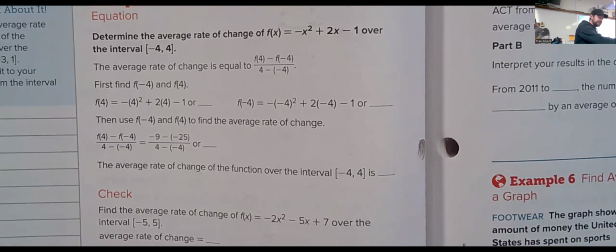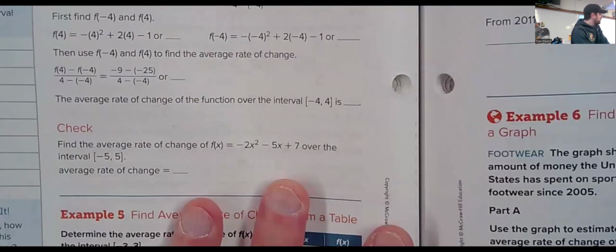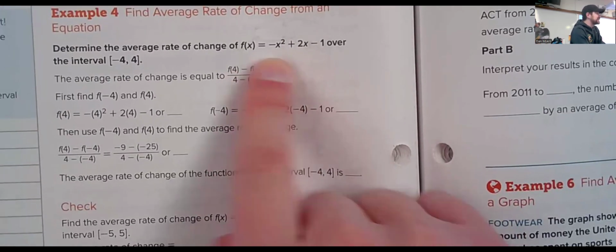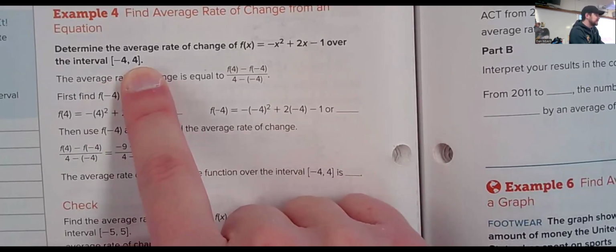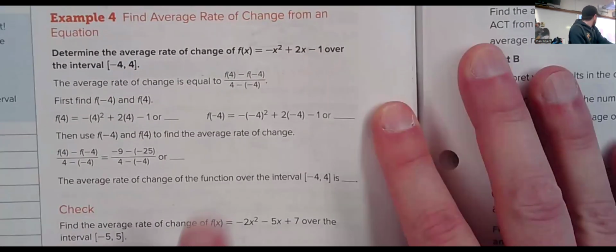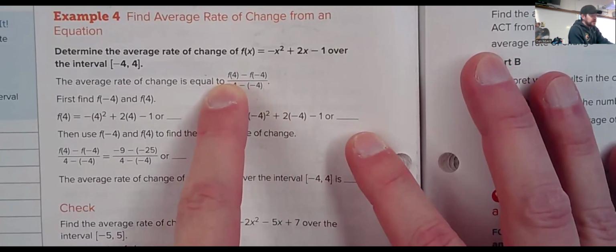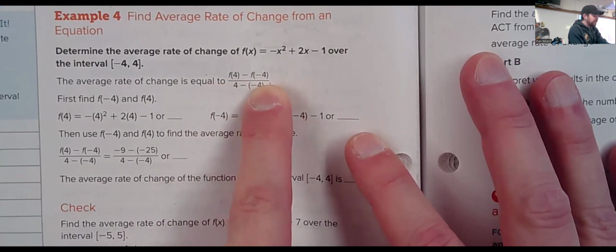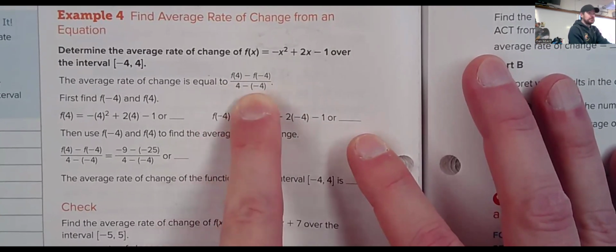So here we have determine the average rate of change from an equation. And we're going to determine the average rate of change for this function here over the interval from -4 to +4. So between -4 and +4 on the x-axis, what is the average rate of change? So this is what we're looking at. f of 4, basically the y value when x is 4, minus the y value when x is -4, over the actual x values of 4 minus -4.